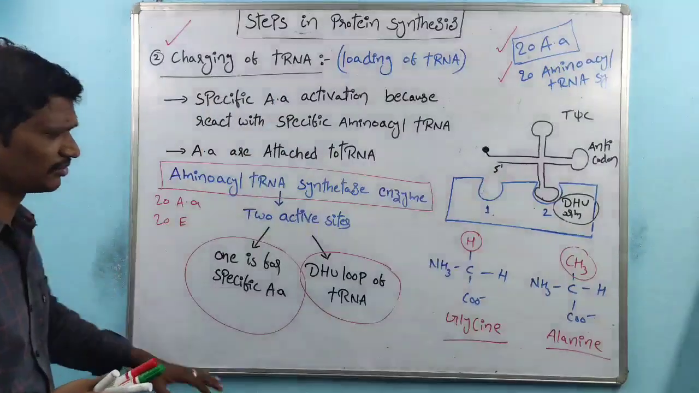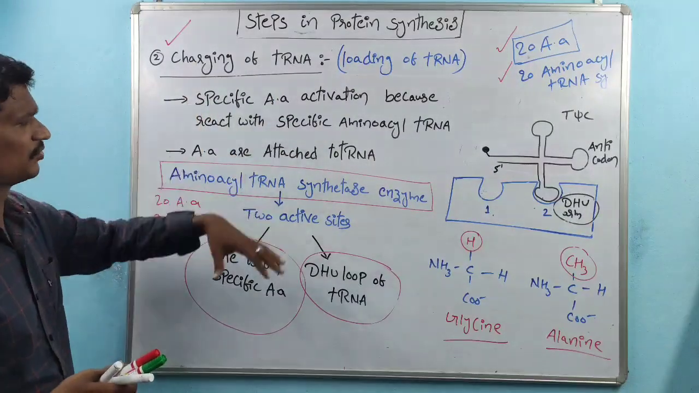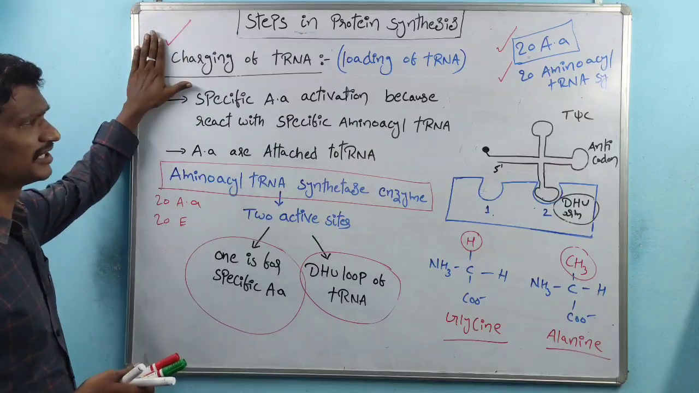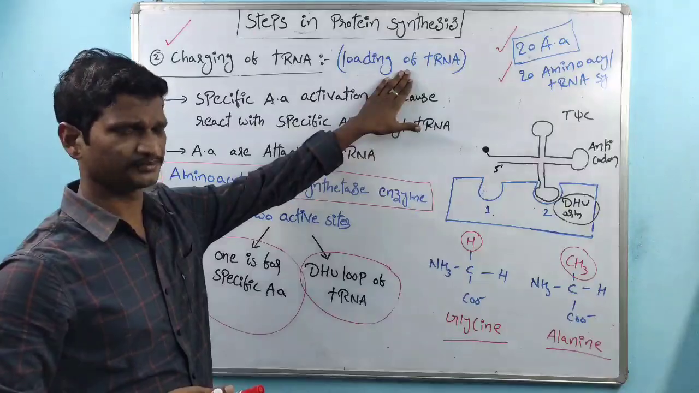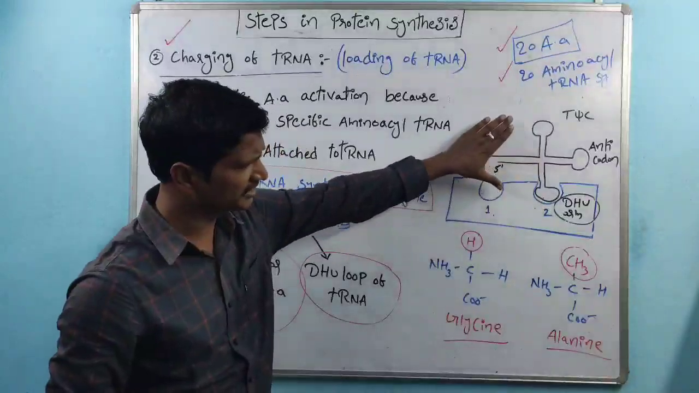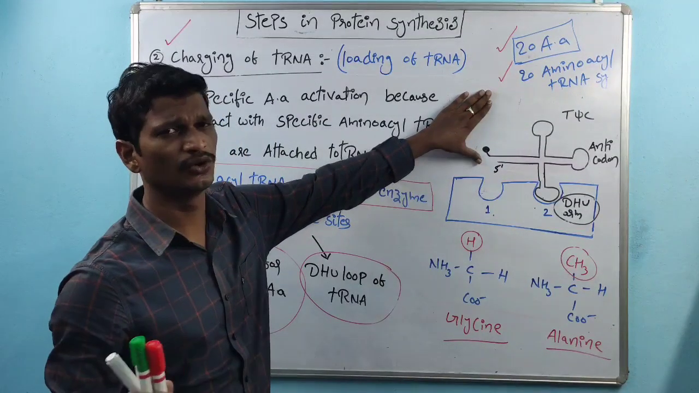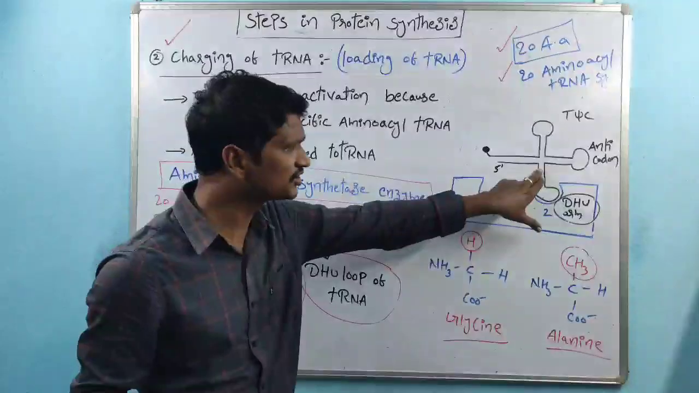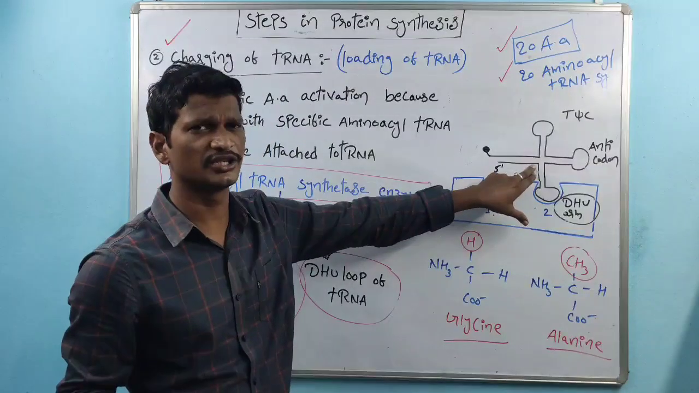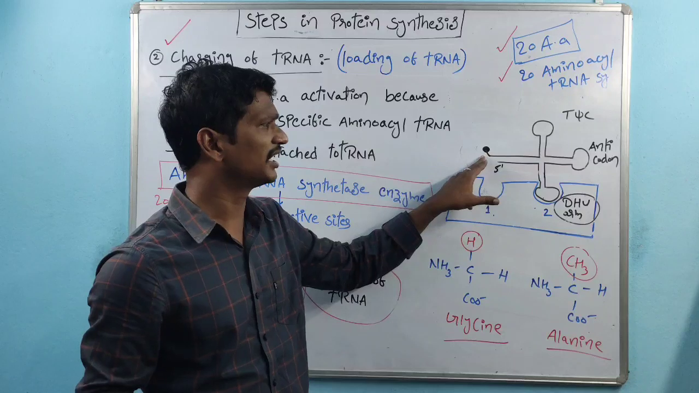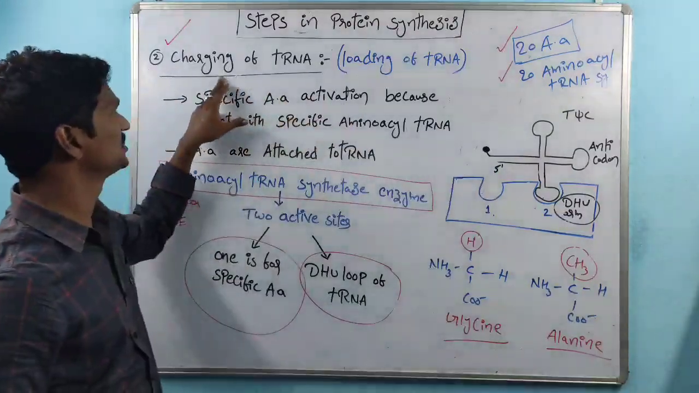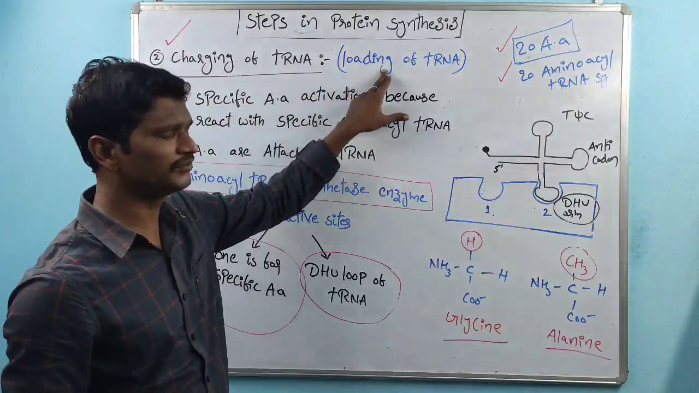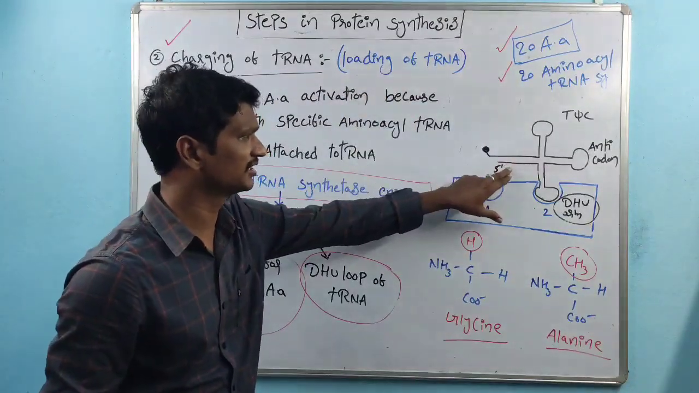This is the total explanation: charging of tRNA. That is also called loading of tRNA. The whole process is called charging of tRNA or loading of tRNA. This is charged tRNA, meaning the tRNA is bound with the amino acid.